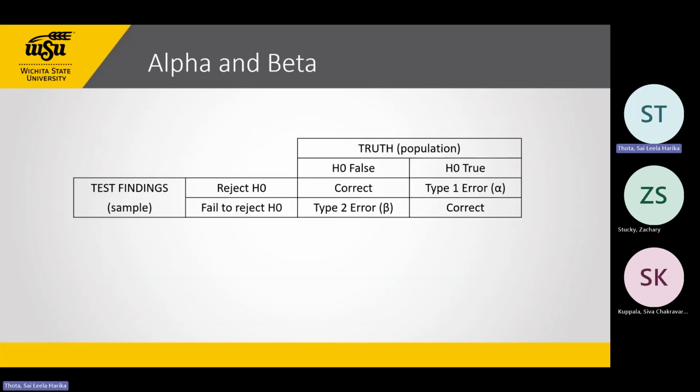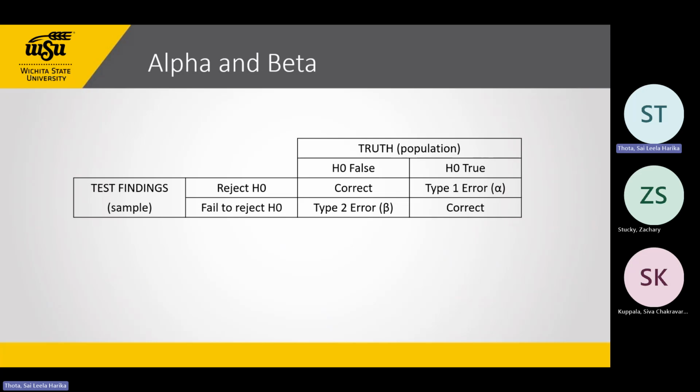And so this is, you can consider it as a confusion matrix. For example, here we consider the population and the sample. For the sample, if you reject H naught, which is H naught as false, it is correct, because what we are saying for the sample is the same for the population. So it is correct.